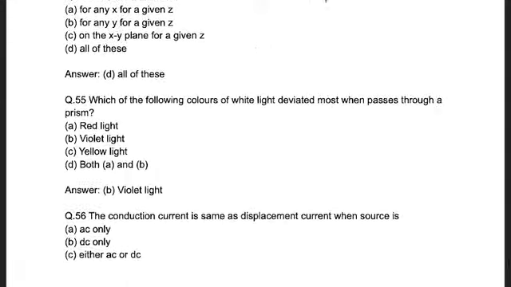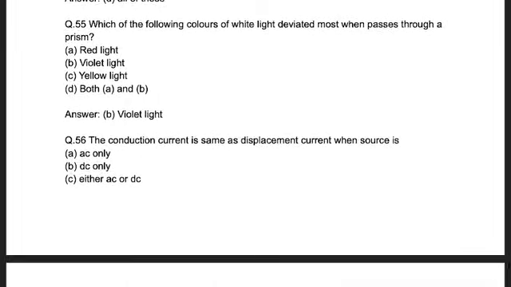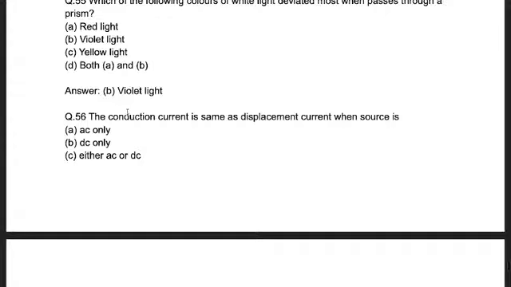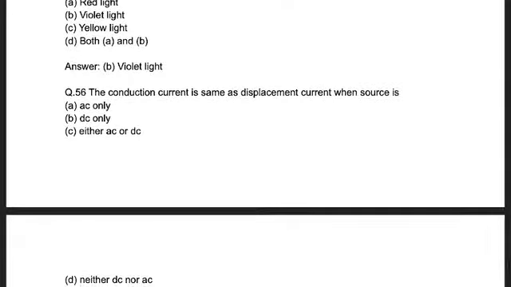Question number 56. The conduction current is the same as displacement current when the source is A, AC only, B, DC only, C, either AC or DC, D, neither DC nor AC. Good. The answer is C, either AC or DC.